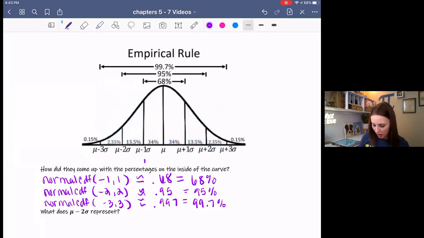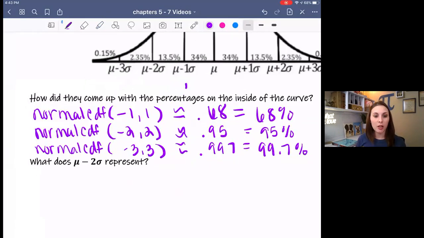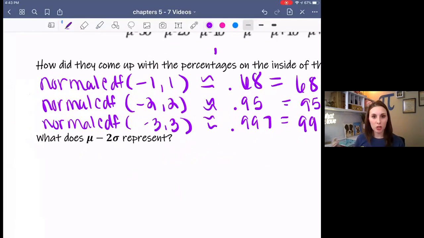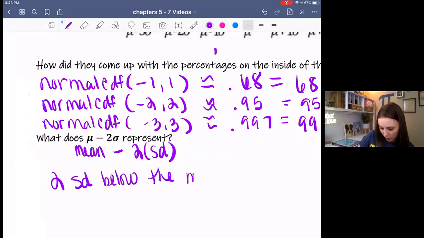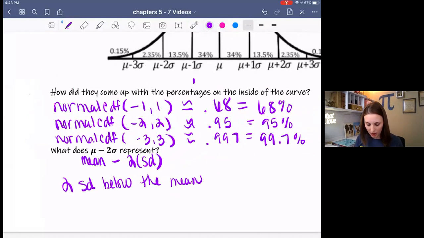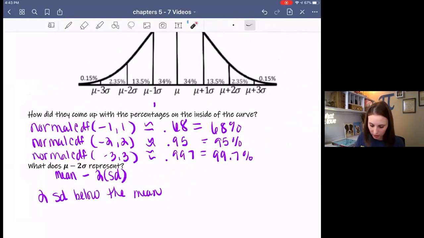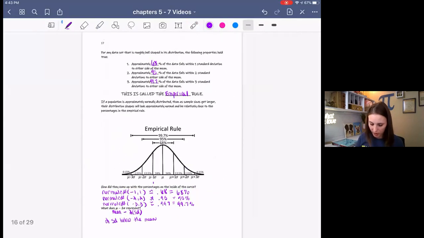And then remember, we've already kind of talked about this a little bit. What does mu minus 2 sigma mean? That is the mean minus 2 times the standard deviation, which indicates that it is 2 standard deviations below the mean. So that can kind of help you read these little things. Pretty cool stuff. Next page.